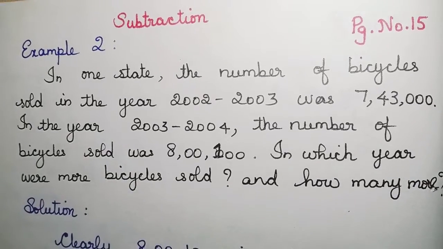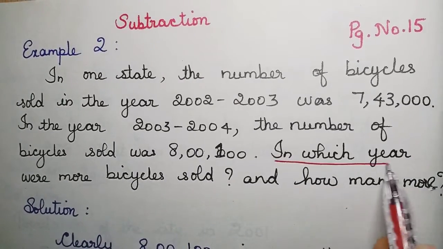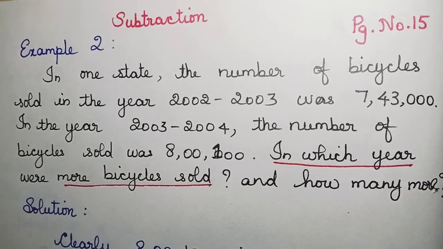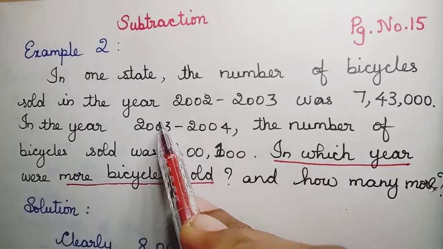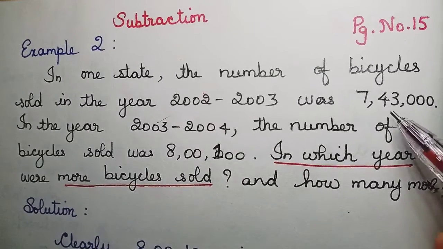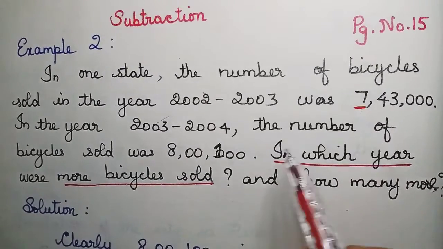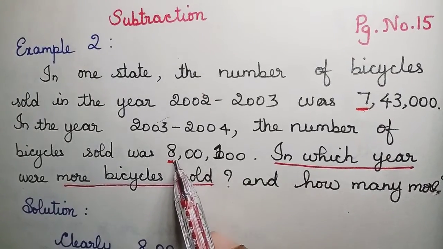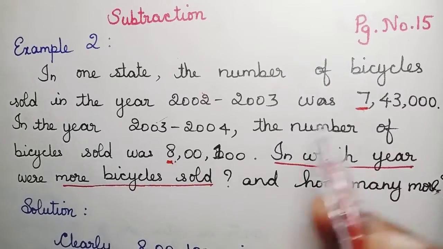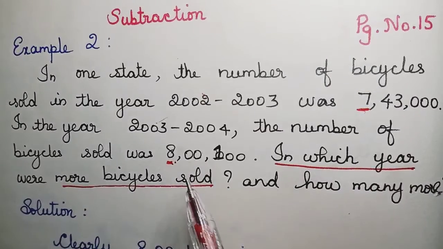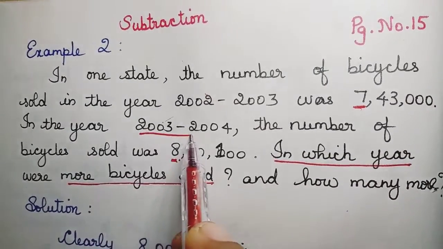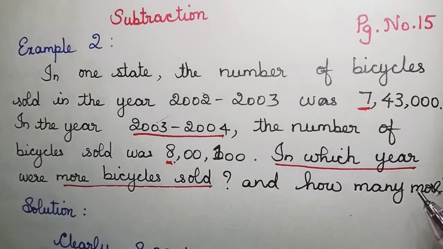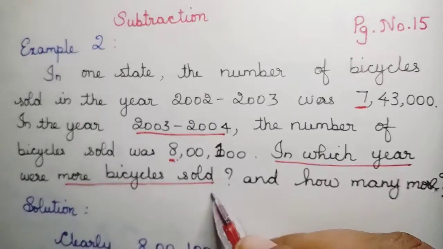So the first question is a comparison. In which year were more cycles sold? Two years are given, one is 2002 and another one is 2003. So just compare both values. You have 7 lakhs and 8 lakhs. Which one is the bigger value? 8 lakhs. So from the question itself, you can tell that in 2003-2004 you have more bicycles sold. So we have solved the first question.